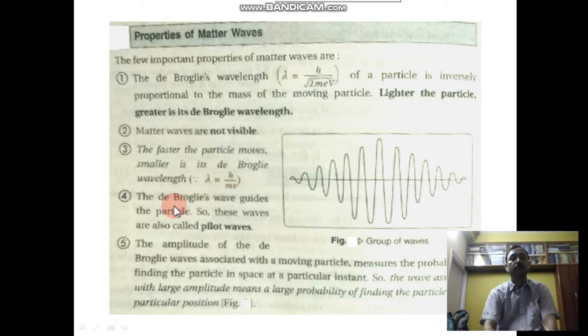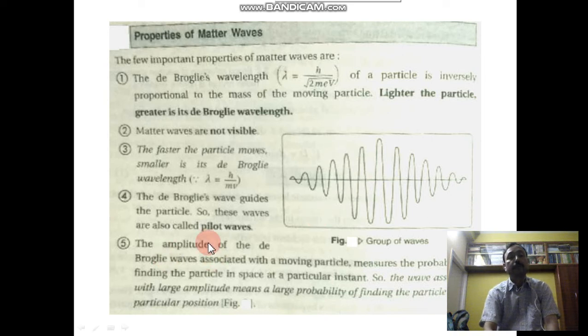Number 4, de Broglie wave guides the particle. So these waves are also called pilot waves. These waves are called pilot waves. De Broglie wave guides the particles. Waves will move faster than the particle.